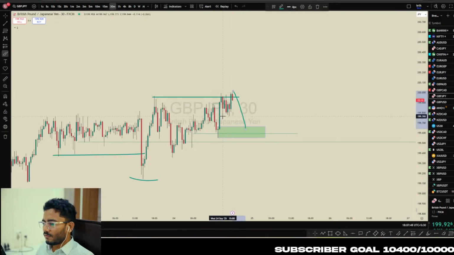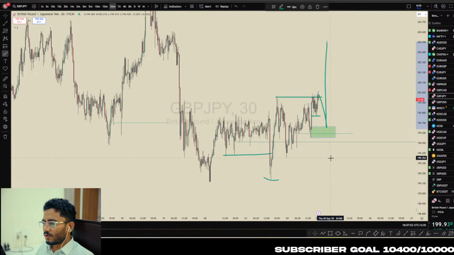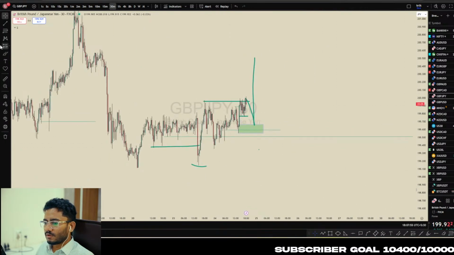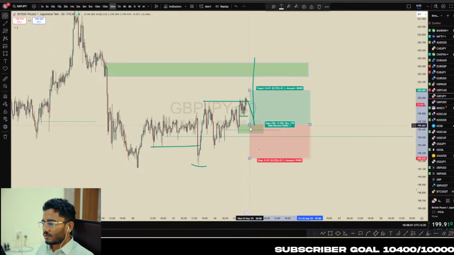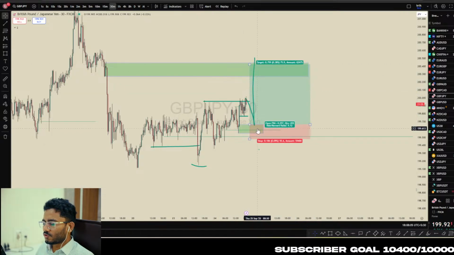Price has already created this liquidity. So we could look for a buy side entry from this order block and target the next high, next order block, which is this one. So you can look for this entry. And if you get a chop, then you can squeeze more RR.